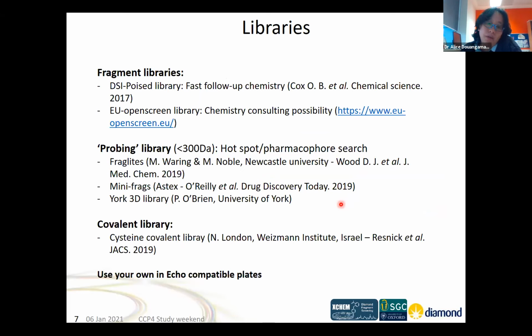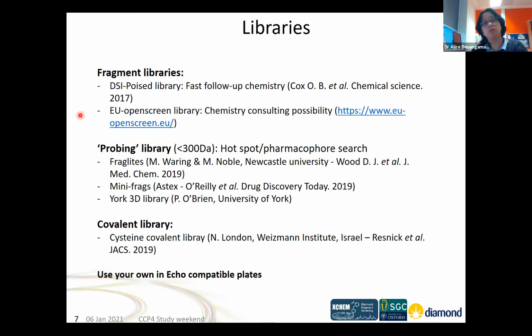So we have a lot of fragment libraries in-house now. There's the DSI Poise library that has a fast follow-up chemistry that was basically derived in 2017 between Diamond and SGC. We currently also have tested recently with the COVID-19 the EU Open Screen Library. This is basically a European consortium and they provide 900 plus compounds that you can use. And they also can provide you chemistry consulting possibility.